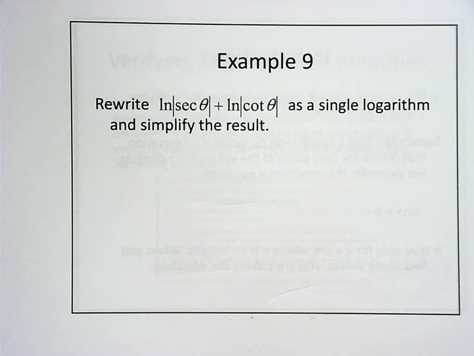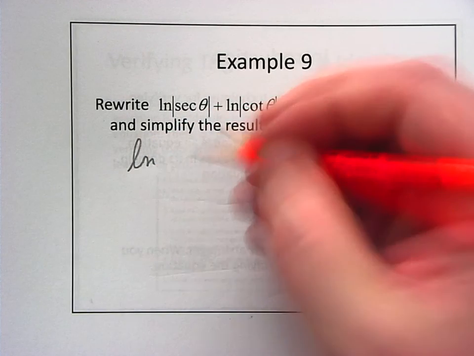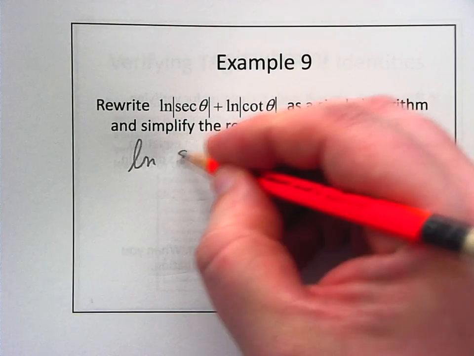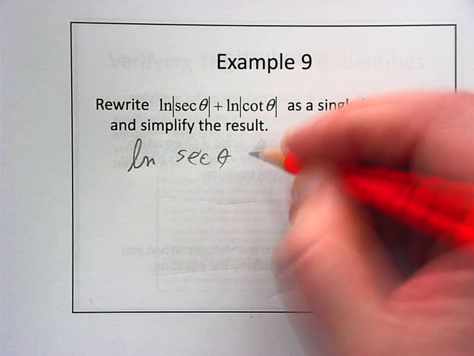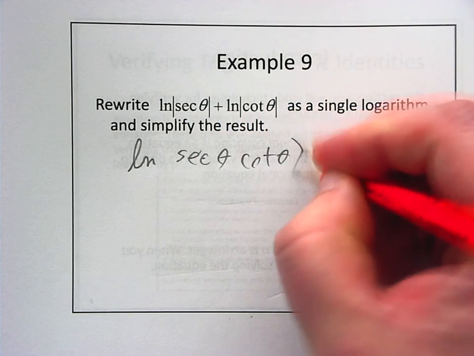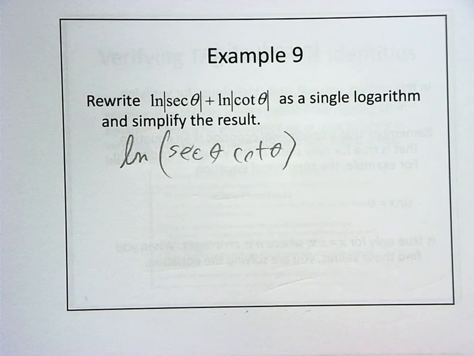You just multiply them together. Multiply together what's inside the two logarithms. You're adding up two logarithms, that means you can combine them together through multiplying what's inside of them. So when I do that, I'm just going to end up with secant times cotangent, which cotangent is cosine over sine.